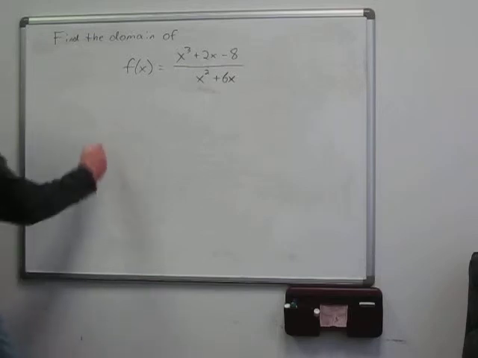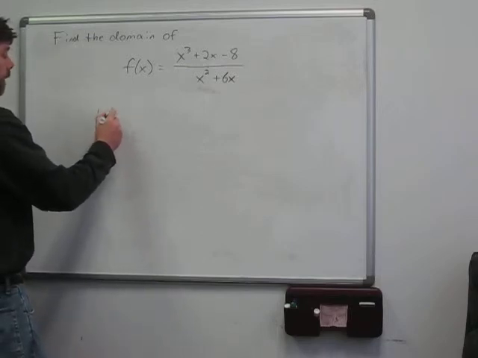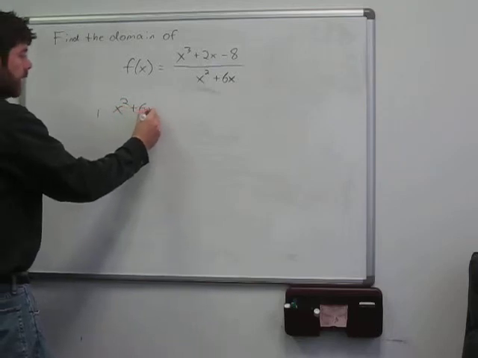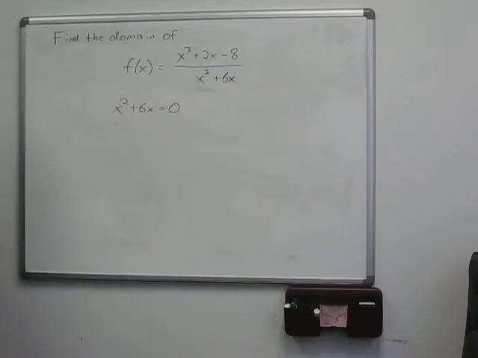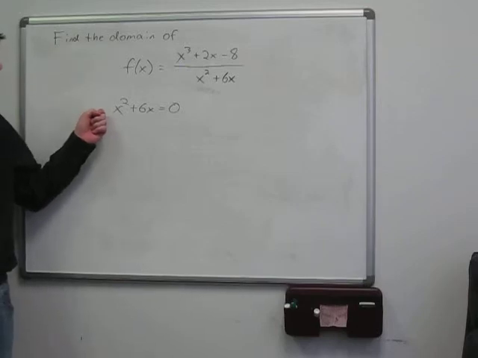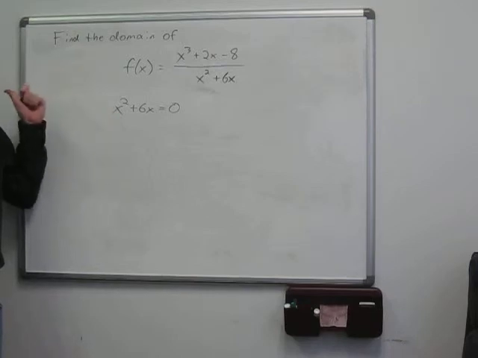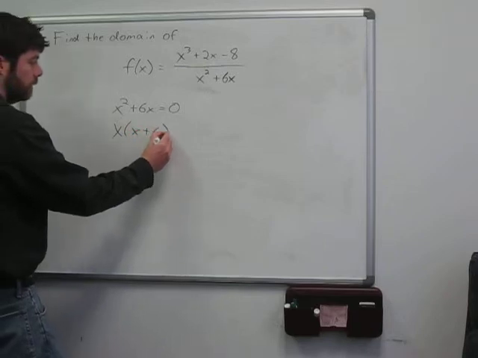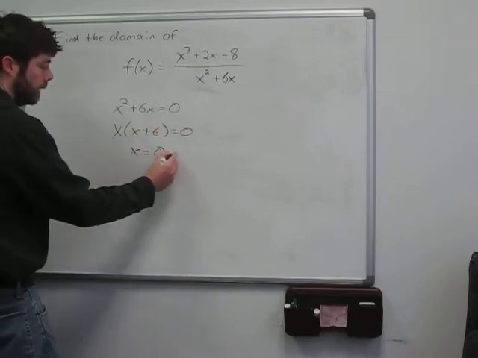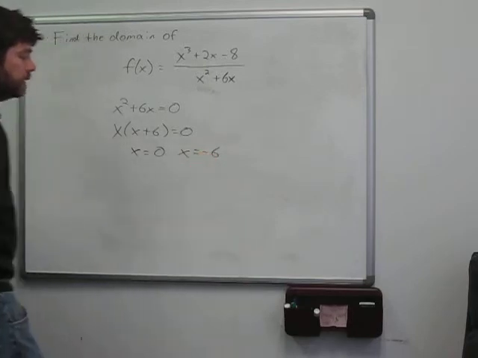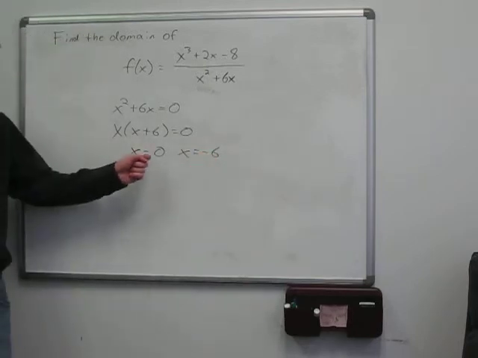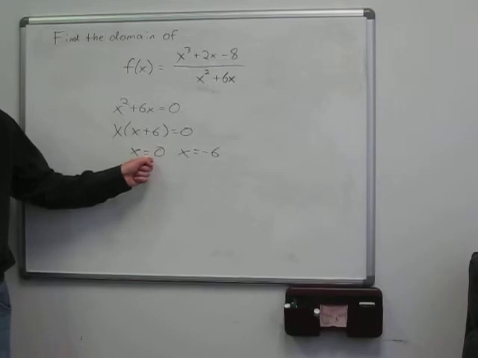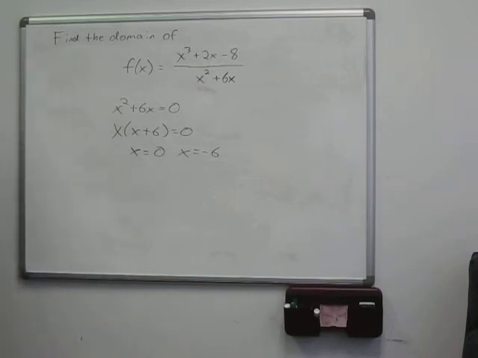So to find the domain, the first step is to figure out where x squared plus 6x is equal to 0. Solving this equation is going to give us the values that we want to throw out of our domain. This one is nicely factorable. We get x is equal to 0, or x is equal to -6. These are the only real numbers that will not be in the domain because they make the denominator equal to 0.